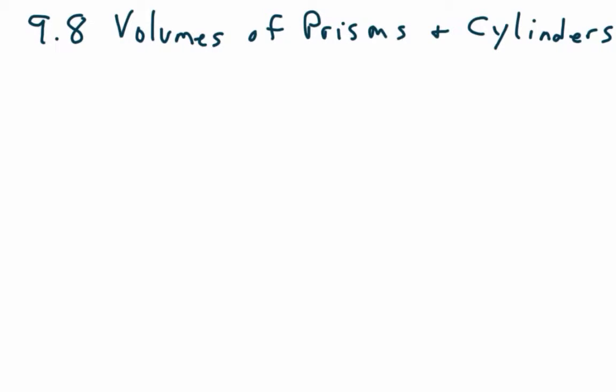So today's section is 9-8, volumes of prisms and cylinders. I want a quick review at the very beginning of what prisms are, what cylinders are, just so we're all on the same page with that.